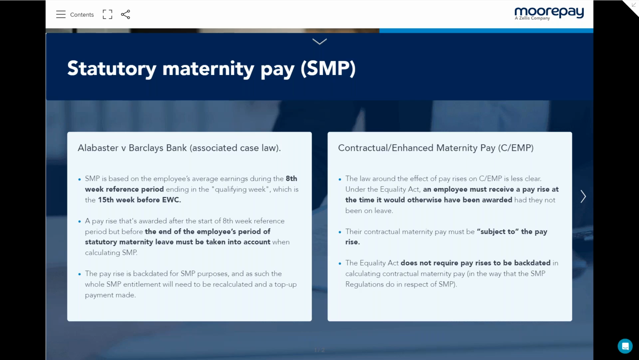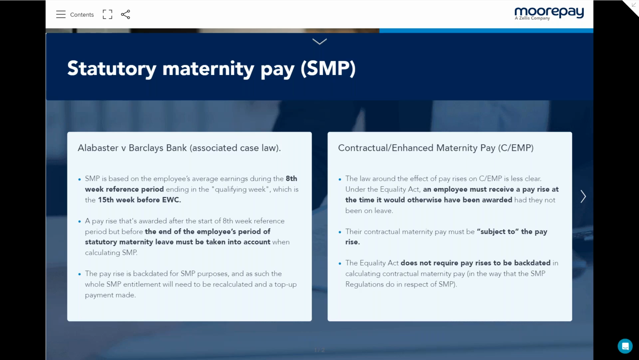It's a tricky area. Basically, it depends what your contract says. In effect, it would be best practice to recalculate a contractual maternity pay, but not always legal. If you've got a case where you do give contractual maternity pay and it's based on your own calculations, give us a call, we'll look at your policy, look at what you say and talk you through the best way to deal with it.